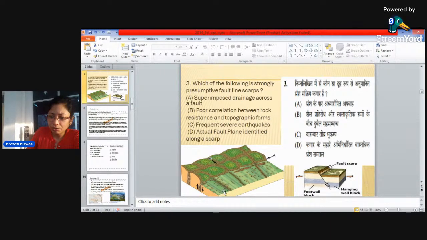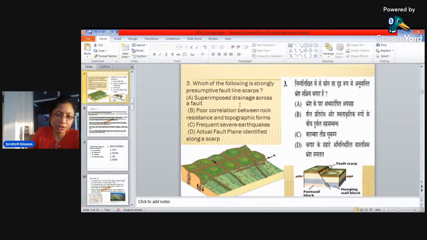So over here, what we are seeing is that this particular land, which was earlier maybe hard rock, this is hard rock, this is soft rock. When this soft rock comes in contact with this hard rock because of faulting, we call that fault line scarp, and here superimposed drainage system is the characteristic.